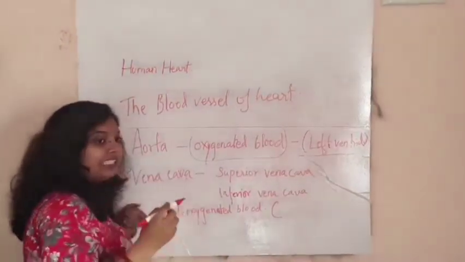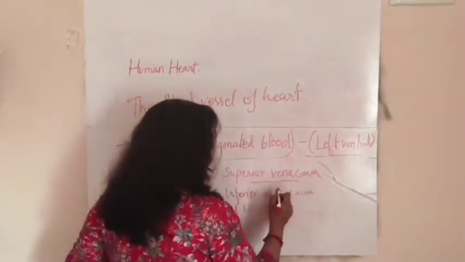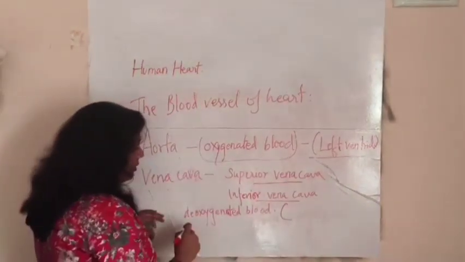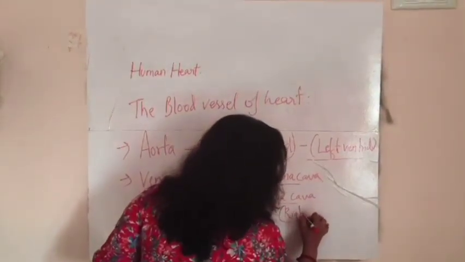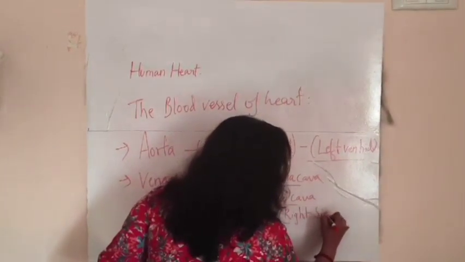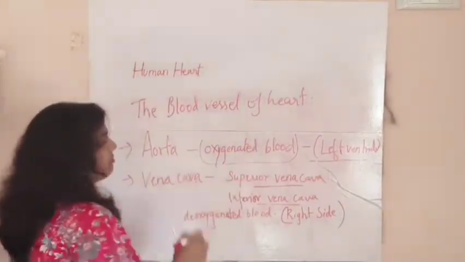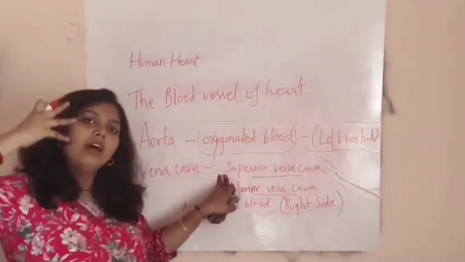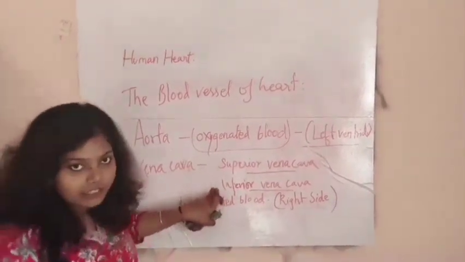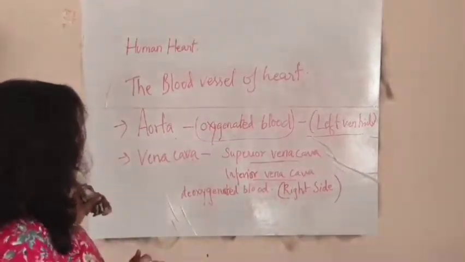Now, as vena cava is carrying the deoxygenated blood from the body, the superior vena cava and the inferior vena cava bring the deoxygenated blood to the right atrium, the right side. Okay. That is going to carry the deoxygenated blood. Now, as for what is superior and inferior vena cava? Superior vena cava carries the blood from our upper body, and the inferior vena cava is carrying the blood from our lower body. Okay, I hope you got that much.